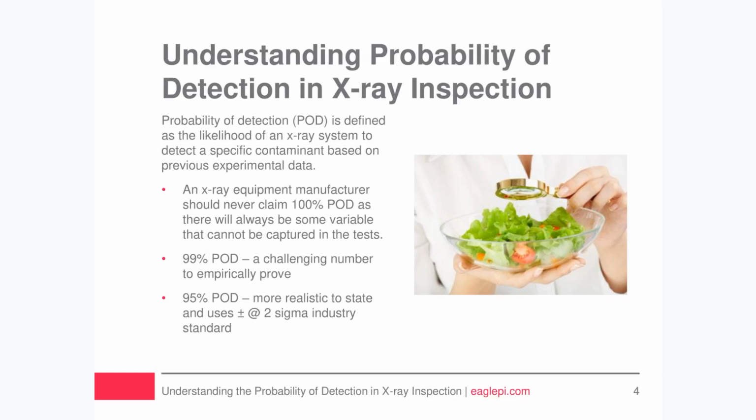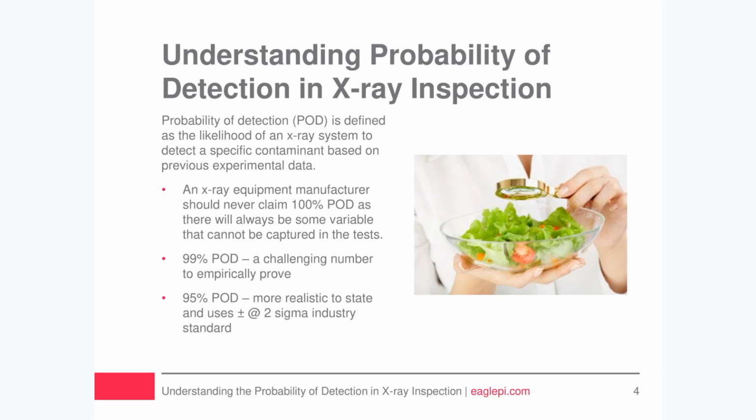An X-ray equipment manufacturer should therefore never claim 100% probability of detection, as there will always be some variable that cannot be captured in the tests. Some manufacturers state 99% probability of detection. But again, this is a very challenging number to mathematically prove, given the sample size required.